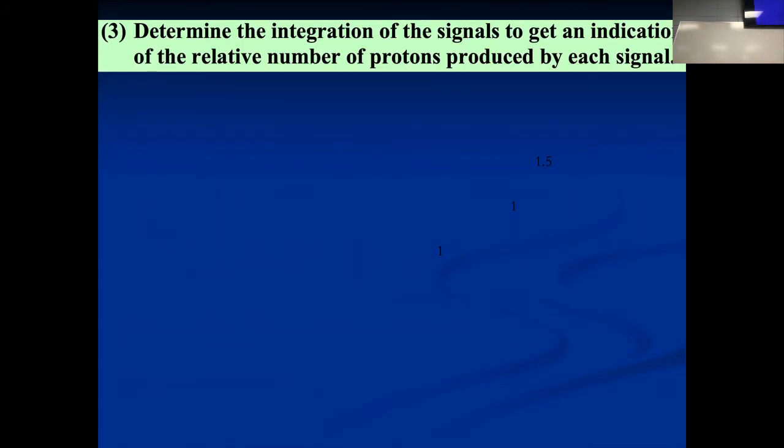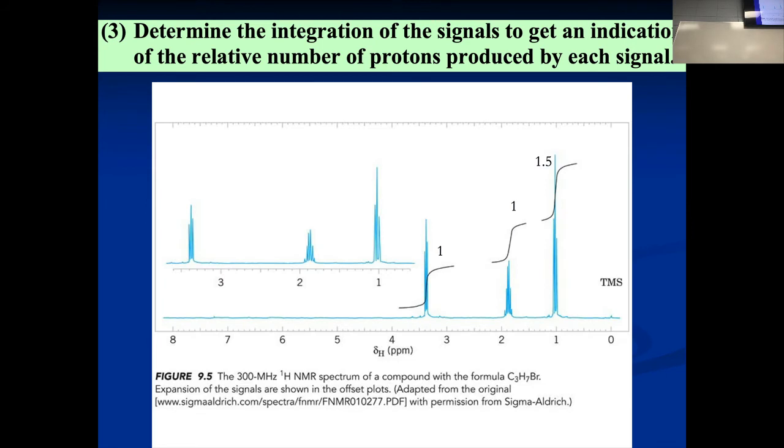The third thing you're going to do is determine the relative number of hydrogens that you have. This is called integration. Anybody know what integration means? Integration is nothing more than the area under a curve. It's calculus. You integrate something, you're getting the relative weight, if you will, of that particular signal. For example, these little squiggly lines that you see over each signal are called integral lines.